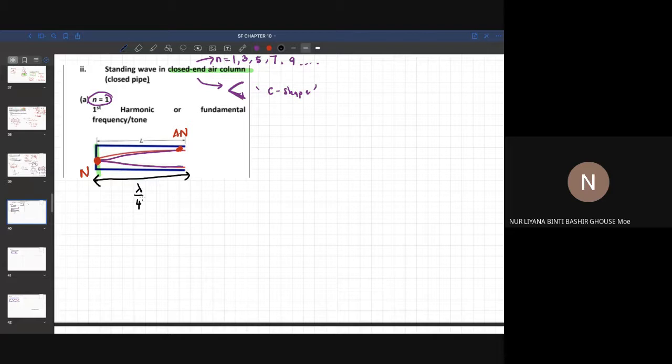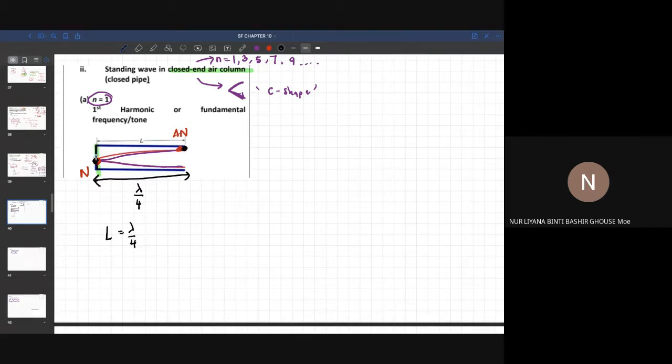Ingat knot dengan knot adalah lambda over 2. Anti-knot dengan anti-knot adalah lambda over 2. Knot dengan anti-knot adalah lambda over 4. Okay, so dia adalah lambda over 4. So total length kita daripada hujung rambut kat sini sampai ke hujung kaki kat sini adalah lambda over 4.